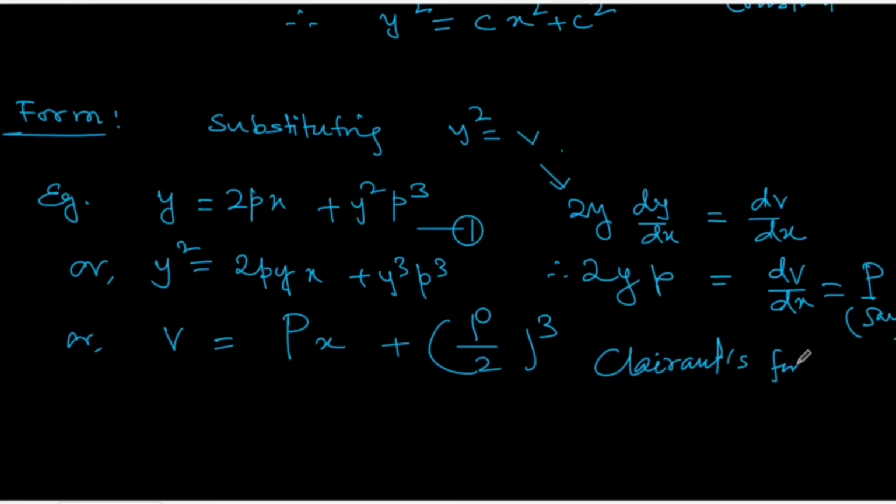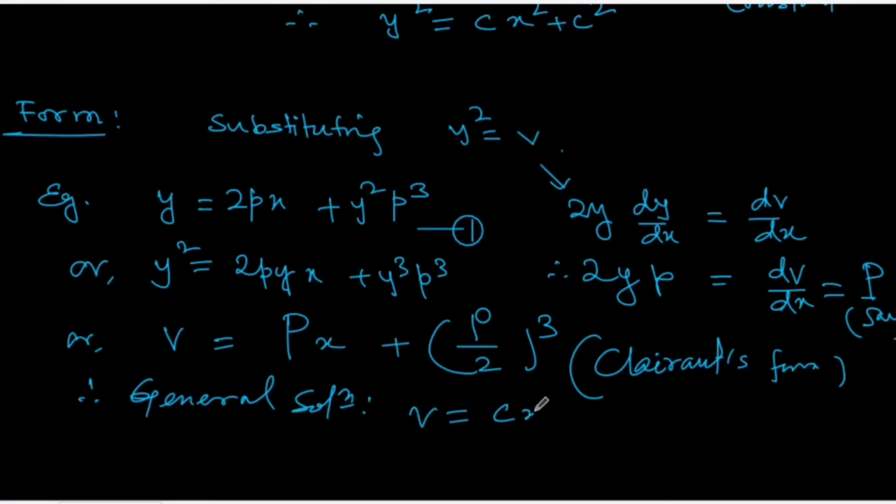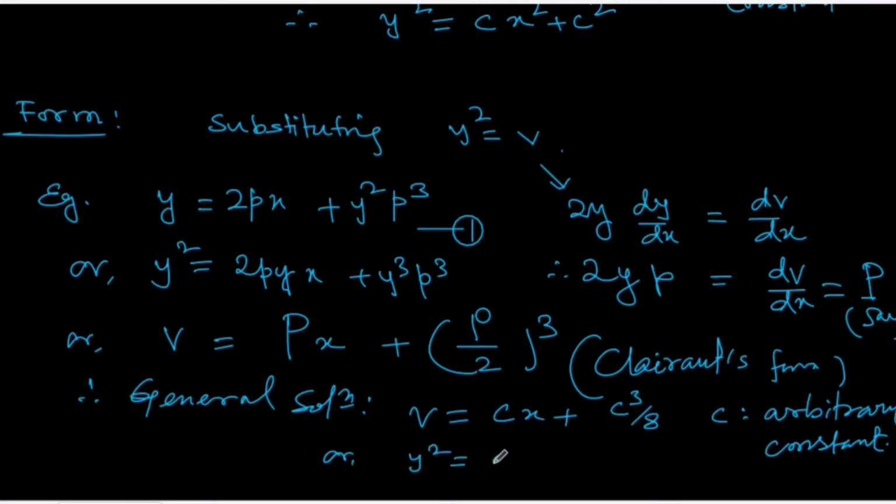The unknown function is v and the independent variable is x. Therefore the general solution is v equals cx plus c cubed by 8, where c is an arbitrary constant. But we have to substitute back the value of v, so y squared equals cx plus c cubed by 8 is the general solution of this equation.